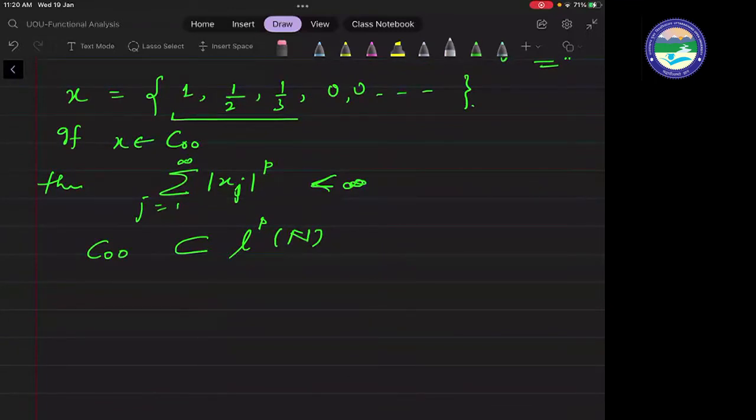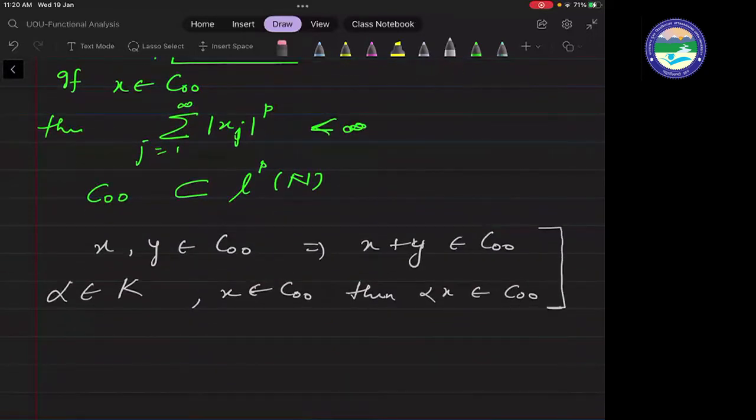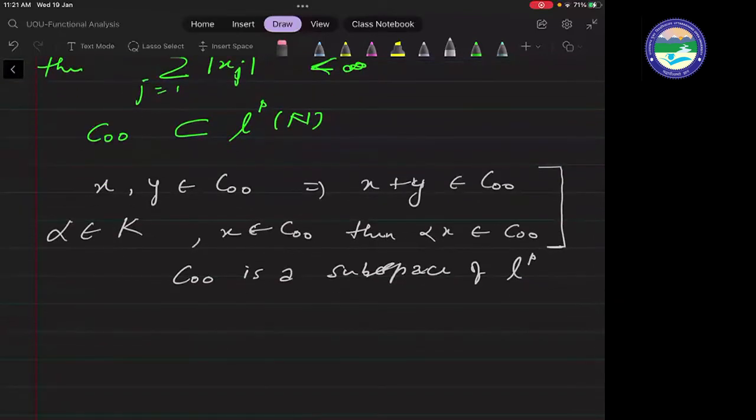Yes, sir. If you add any two vectors x, y in C naught naught, you will get that the sum x plus y is again in C naught naught. Okay. If you take any scalar alpha from K, and take any vector x in C naught naught, then alpha x is also in C naught naught. So these two properties give that C naught naught is a vector subspace of LP. Okay, so in fact it is a proper subspace.